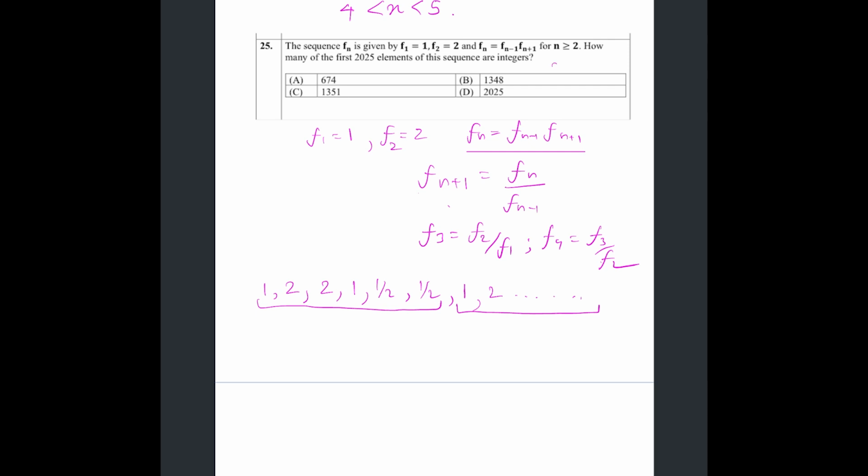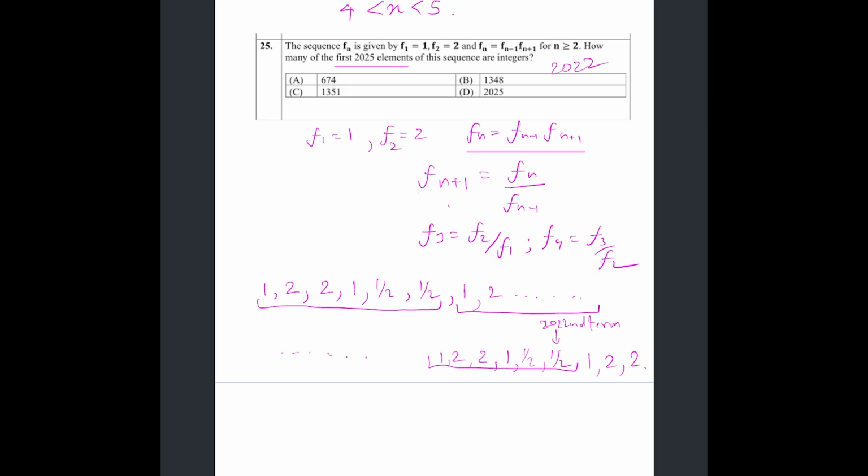So 2022 is a multiple of 6, so it will keep repeating until the 2022nd term, that is 1, 2, 2, 1, half and half. So this half is the 2022nd term. And then we're considering the first 2025 elements. So the next 3 elements after 2022nd element will be 1, 2 and 2, right?